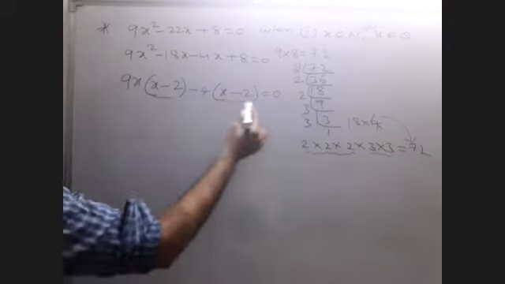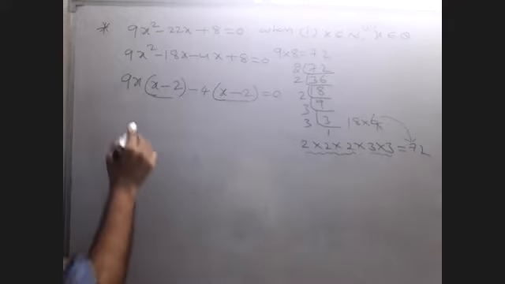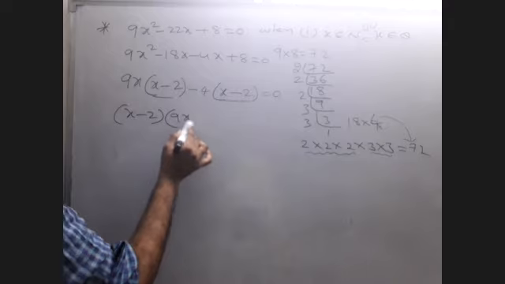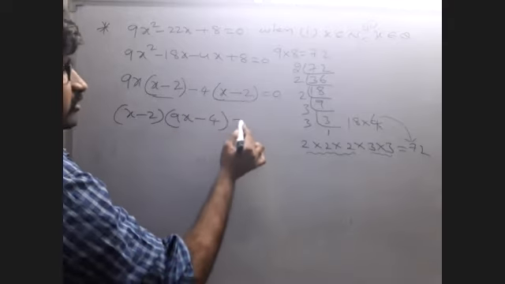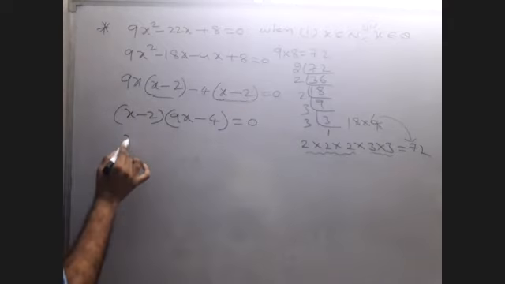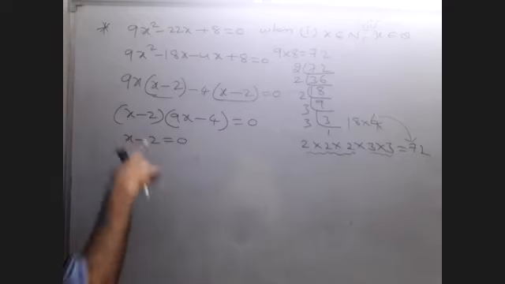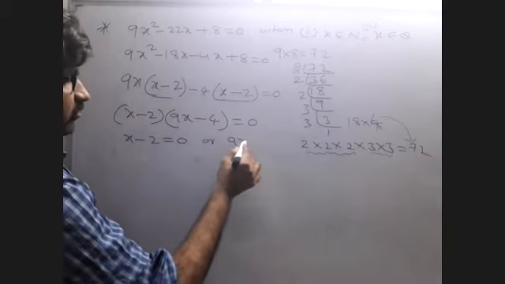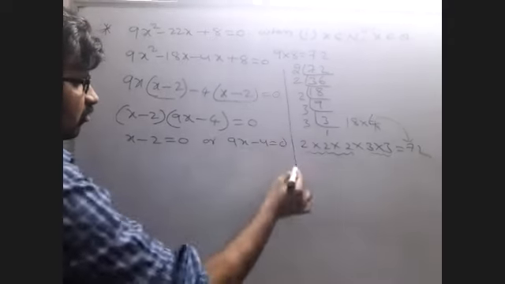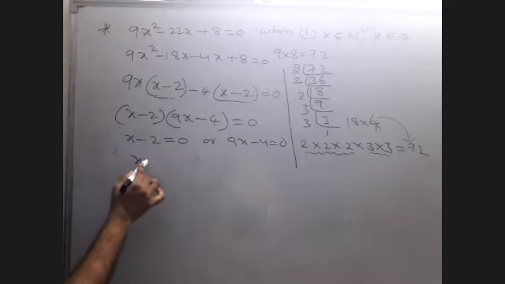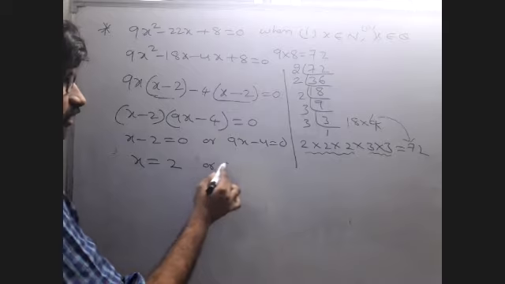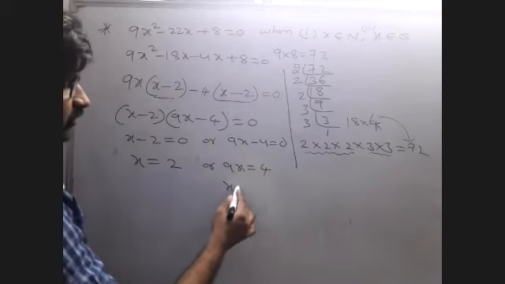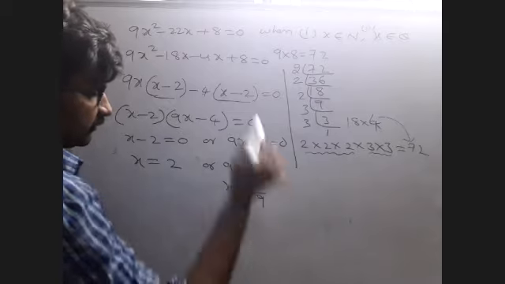Now again we can take x minus 2 common, remaining here 9x minus 4, is equal to 0. Now we can write this as x minus 2 is equal to 0. Zero product rule we are applying, this equal to 0 or 9x minus 4 equal to 0. Now x minus 2 is equal to 0 means x is equal to 2, or 9x is equal to taking minus 4 that side plus 4, then x is equal to 4 by 9.